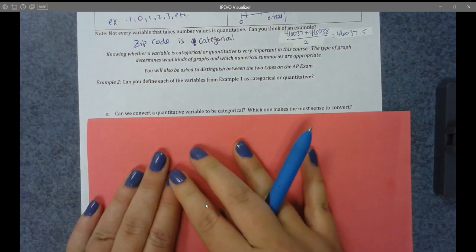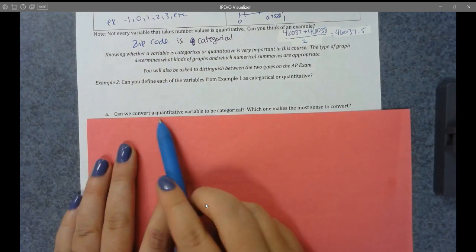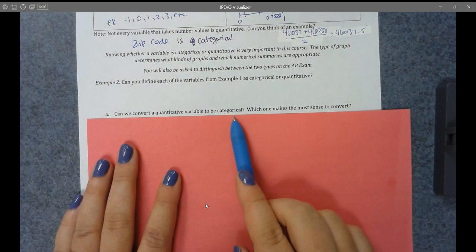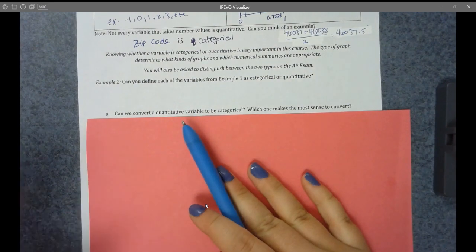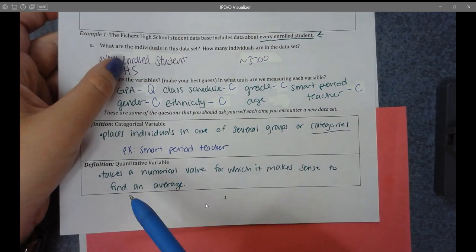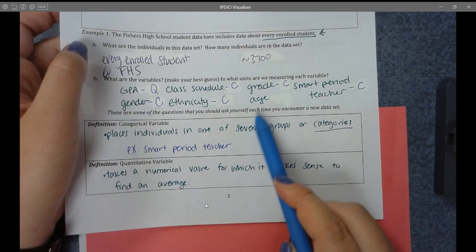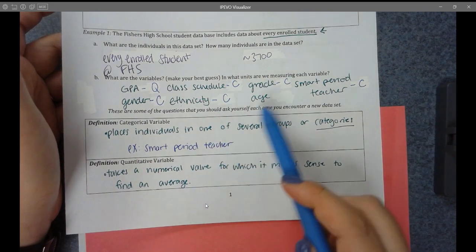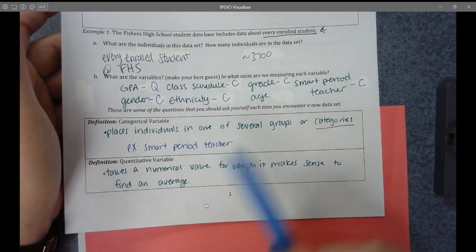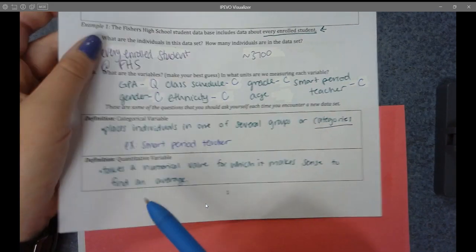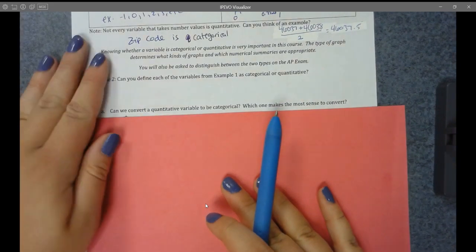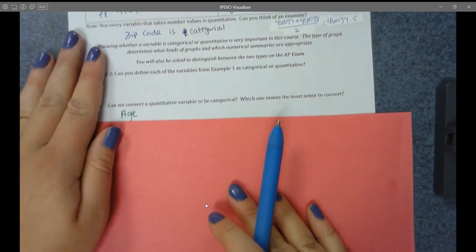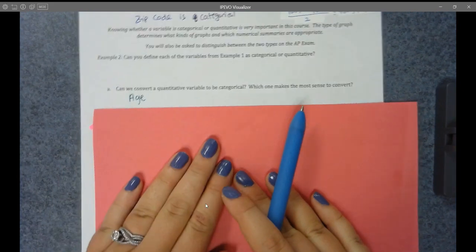Let's look at part A of example 2. Can we convert a quantitative variable to be categorical? So let's look at some of our quantitative variables, and I want to specifically point to age. Does it make sense to find the average age? Sure. We could add up the ages of the 16-year-olds, 17-year-olds, and 18-year-olds and find the average. So I want to look at age, and we need to make age categorical.